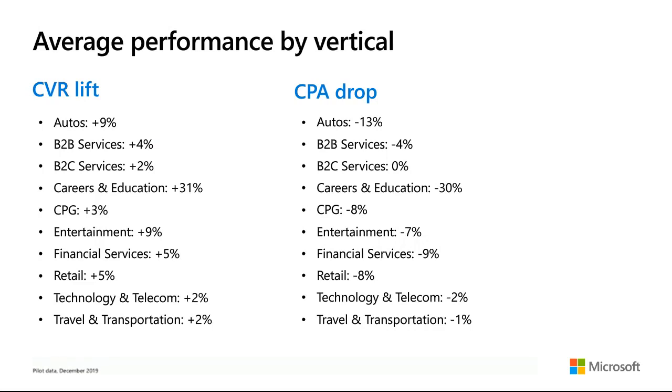Here's the average performance by vertical, where we are seeing a great increase in CVR and a decrease in CPA. So you can see that on average, we're seeing greater conversion rates and a dropping cost per acquisition, which is beneficial to all advertisers and the marketplace.